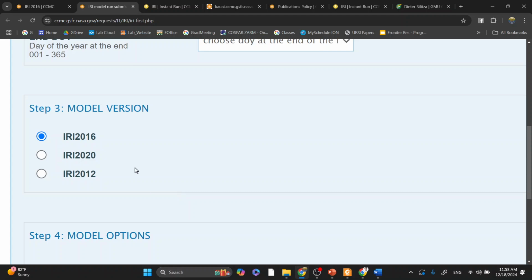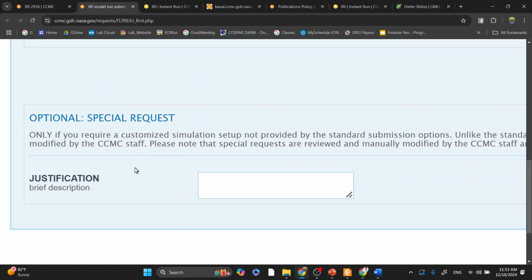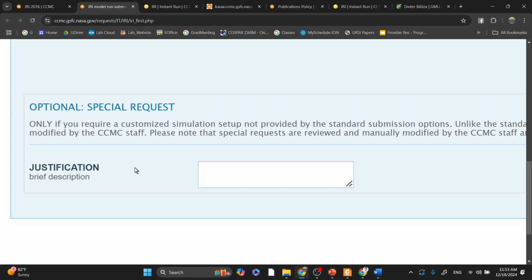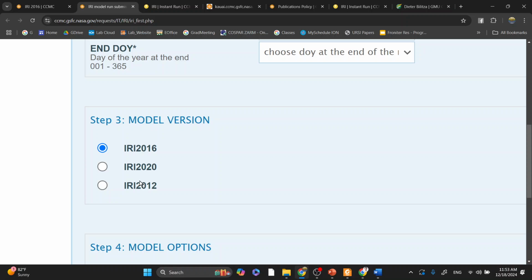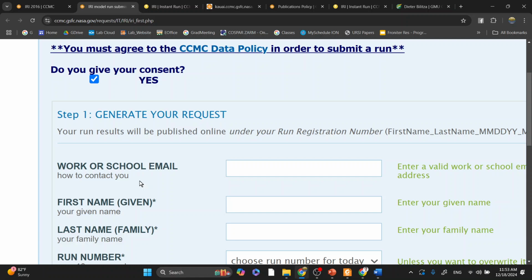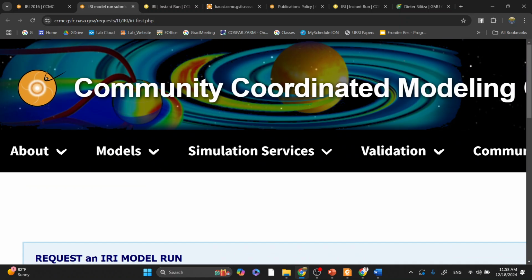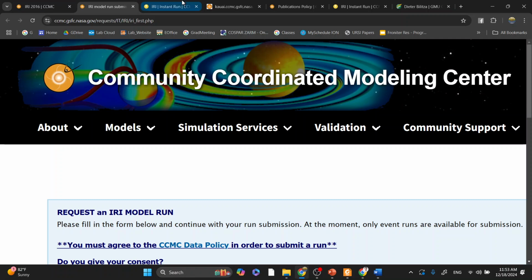You can look at different models. Ah, I see. Okay. Oh, so it works for you because it's run on request. So it's less work for you, no? Yeah. Okay.